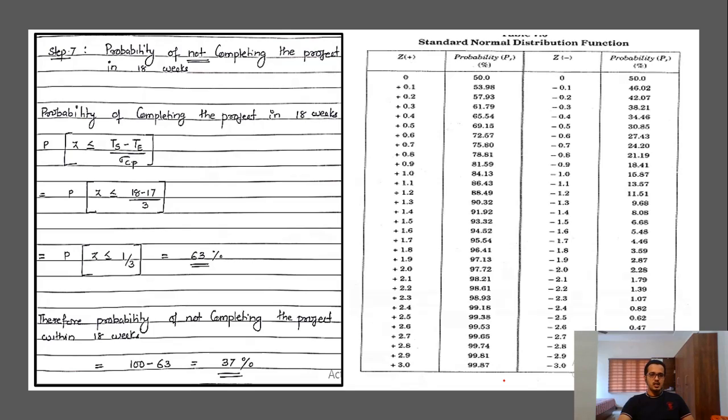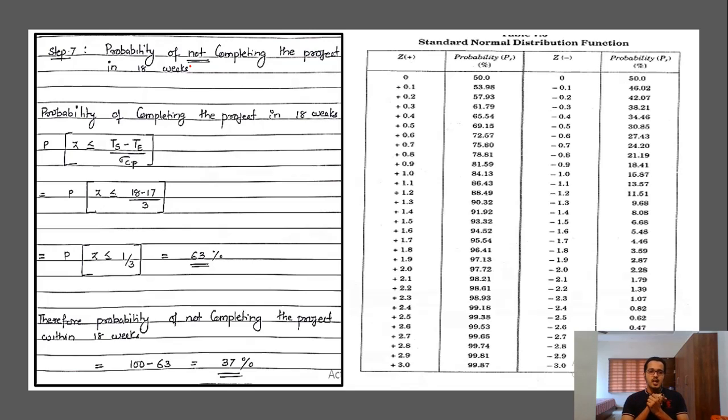Again, step 7. Okay, so this is the real part of PERT. The question was: probability of not completing the project in 18 weeks. This is underlined here, not completing. So what we should do is first calculate the probability of completing in 18 weeks. The maximum value of probability will be 100%. In the question we have been asked to calculate the probability of not completing, but here we first calculate the probability of completing in 18 weeks, then we subtract it from 100.